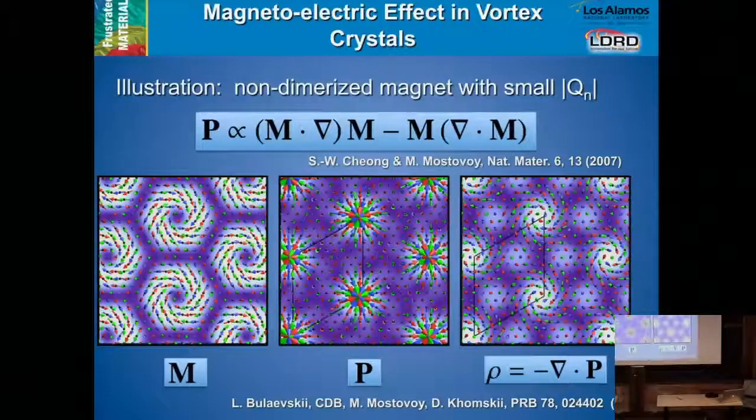Another thing that you can demonstrate is that there are also diamagnetic currents circulating around these vortex cores, and that has to do with the fact that this is a non-coplanar spin configuration, so the scalar spin chirality is non-zero around the cores. So you get diamagnetic currents, electric currents, circulating around these cores.